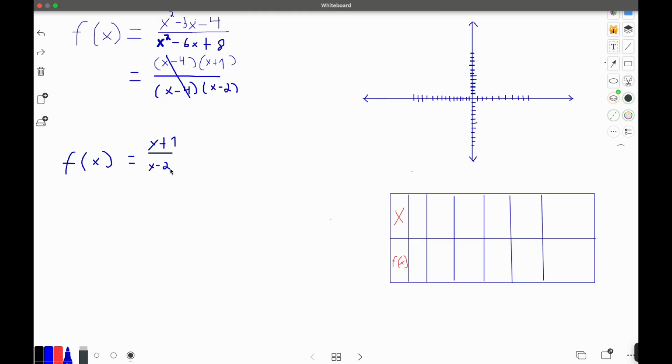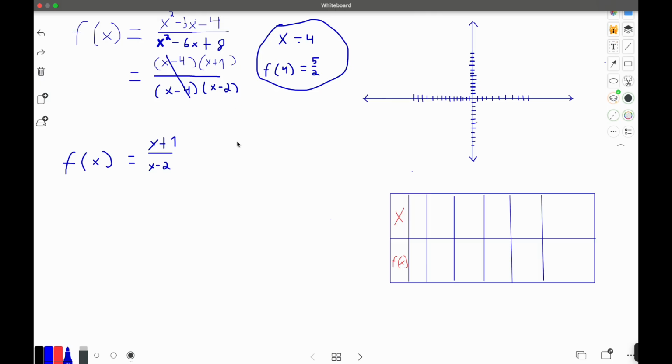Now, as you can see, we canceled out x minus 4. That means that at x equals 4, our graph is going to have a hole. So let's plug 4 into our final version of f of x in order to get the y coordinate for our hole. So f of 4 will equal 5 over 2. Okay, great. So we have identified one of the key features, so we can just circle this and leave this for whenever we're going to actually start graphing.